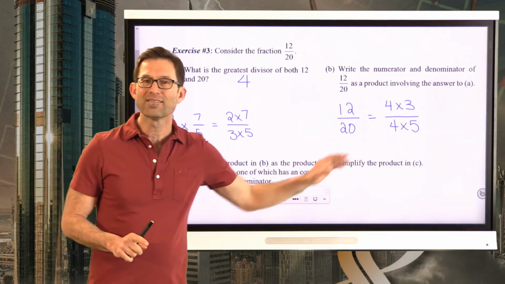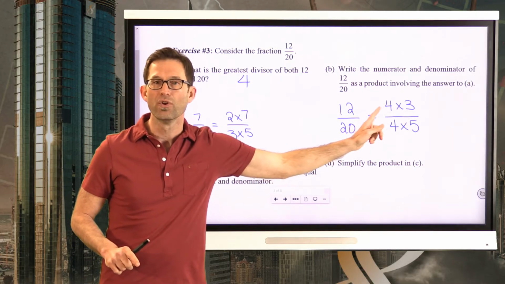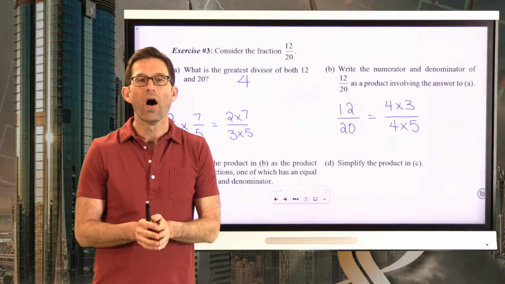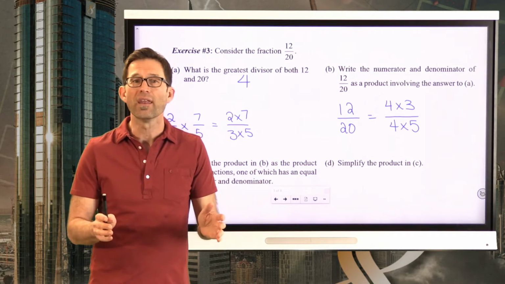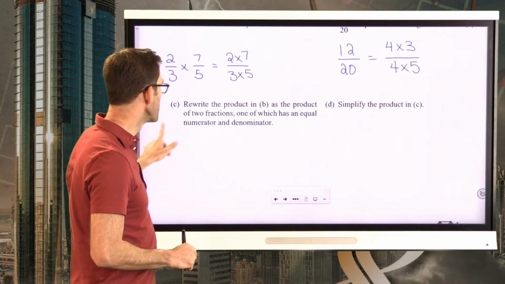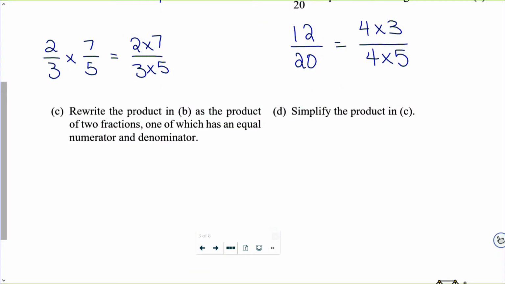But I can take a fraction where the numerator and denominator are written as products, and I can, if you will, undo it. I can actually write it as the product of two fractions. So, letter C: Rewrite the product in B as the product of two fractions, one of which has an equal numerator and denominator.